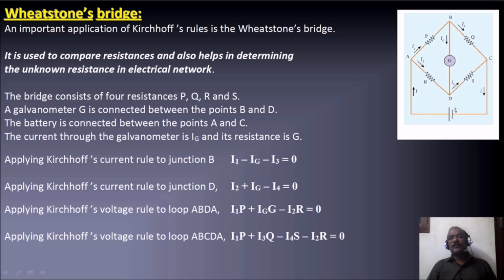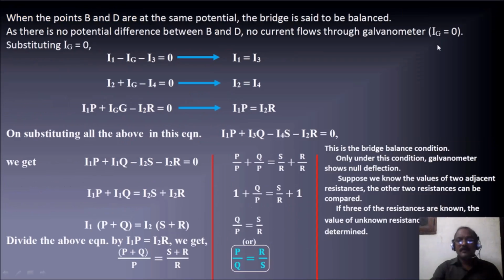Now come to the second loop. Now we apply the voltage rule in this loop. We can write the product of the current through resistor I1P plus I3 into Q. These two we have to apply minus sign, so we can write minus I4S minus I2R equal to 0. Now by using these 4 equations we can find the value of P this way.